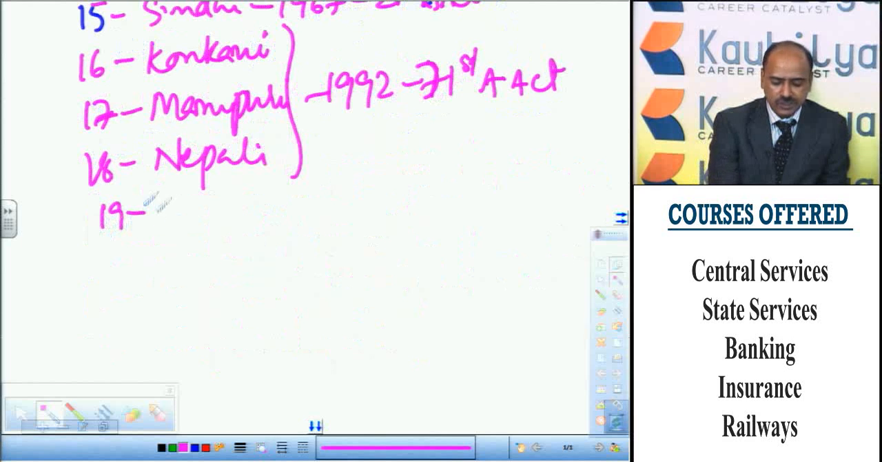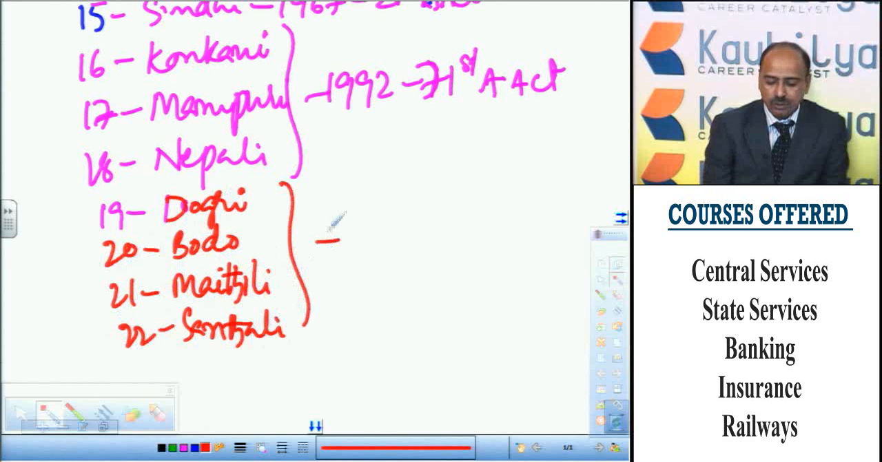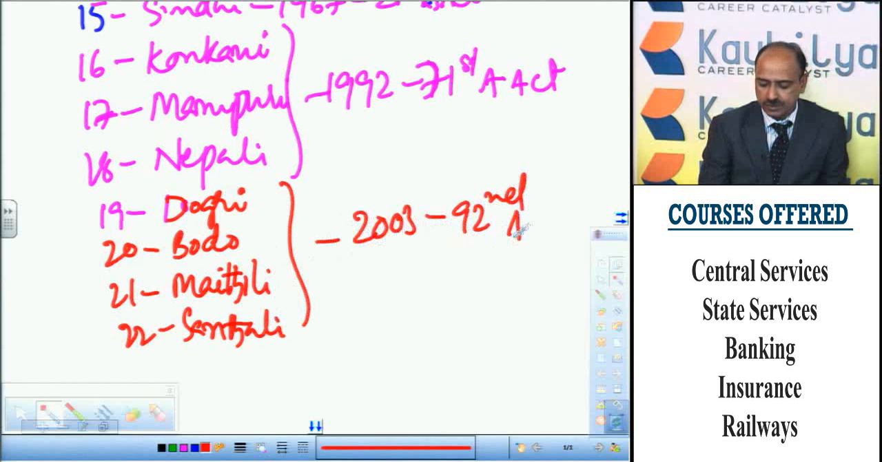Next, the 19th language was Dogri. 20th, Bodo. 21st, Maithili. And 22nd is Santali. These four were added in 2003 through the 92nd Amendment Act. Present 22 languages are identified in our Constitution.